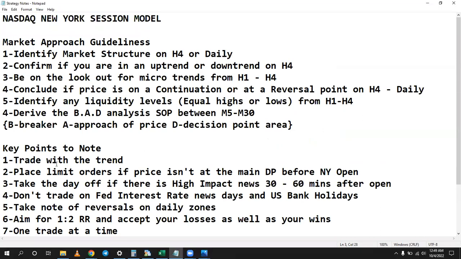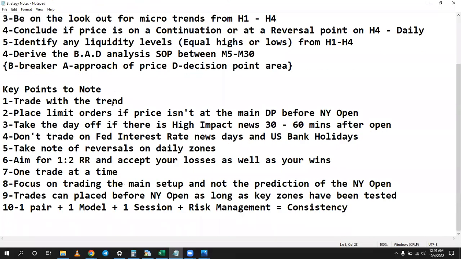Now, key points to note, let me just go through these. Point number 1, trade with a trend that is clear. Point number 2, you can place limit orders if price isn't at your main decision point before the open, right?